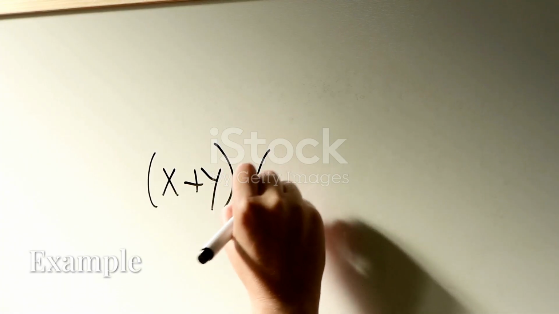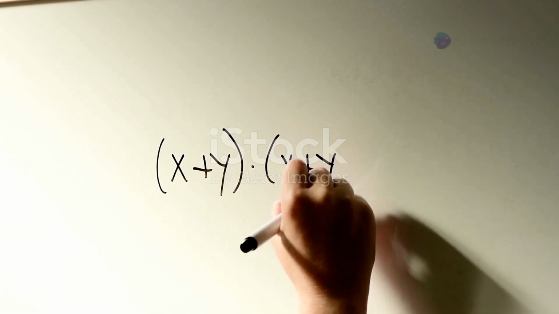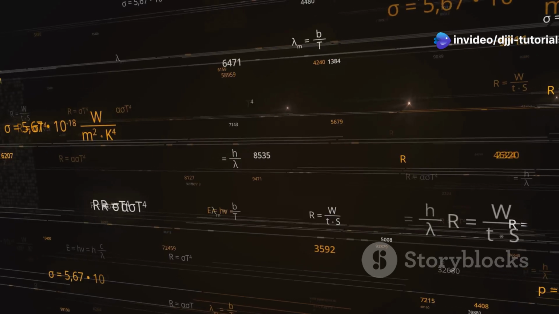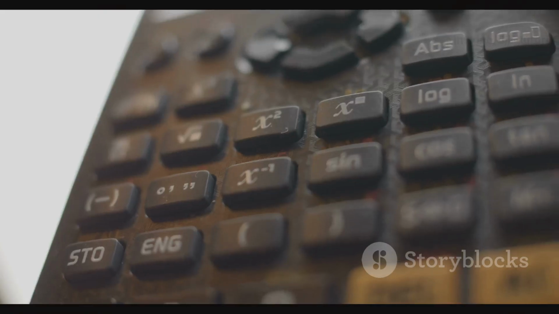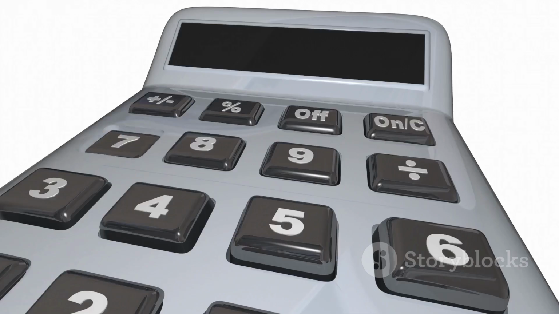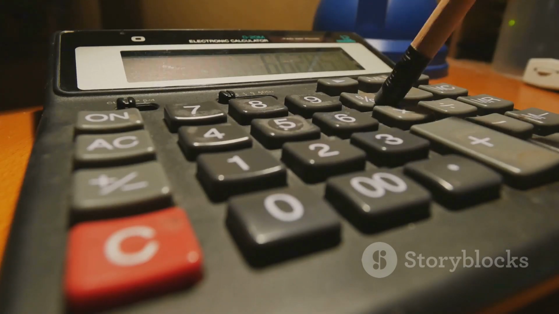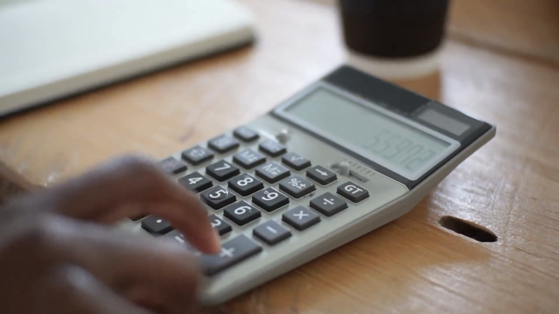Let's say you have two functions, f of x equals 2x plus 3 and g of x equals x squared minus 1. To graph the function h of x equals f of x times g of x, you would first enter f of x as Y1 and g of x as Y2. Next, enter Y3 equals Y1 times Y2 to define h of x. Finally, press graph to see the graph of h of x.